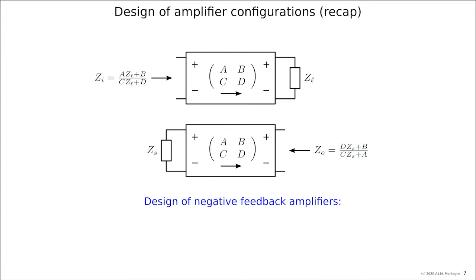So the design of negative feedback amplifiers we have studied in the previous course tells us that we can design these parameters A, B, C, and D. Each parameter can be set with the aid of a feedback loop. So if we want to set 4 parameters to an accurately defined value, then we create an amplifier with 4 feedback loops.